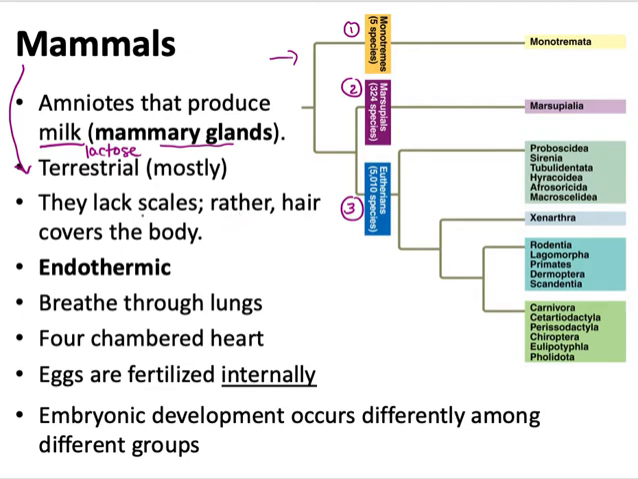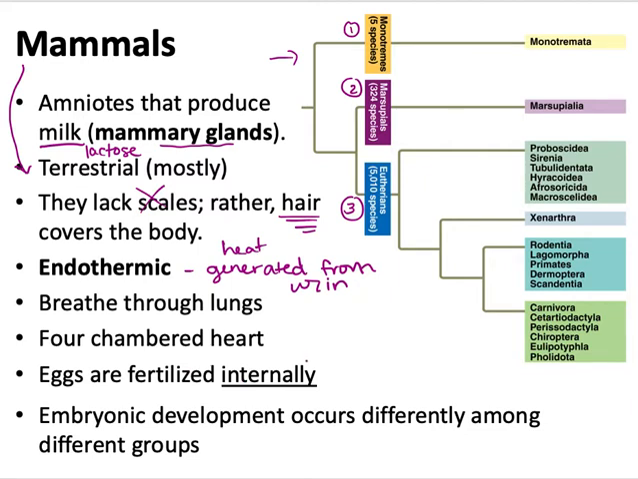Mammals, unlike reptiles, don't have scales, so no scales. Instead, we have hair covering the surface of our body. All mammals are endothermic, which again means heat is generated from within. It's a byproduct of our own metabolism. We breathe through lungs fully, so that's similar to reptiles. And we have a four-chambered heart.